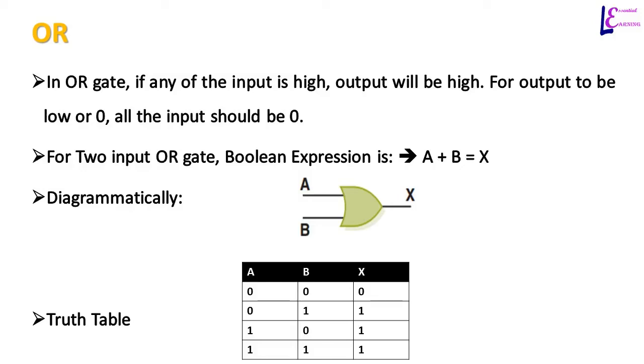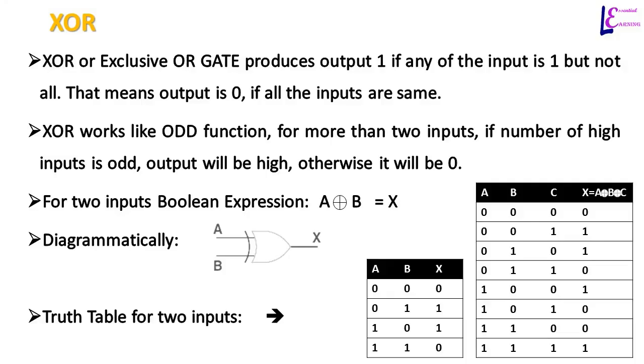Truth table is shown here as well. You can see the output X for input A and B. Only 0 or low output is produced when all the inputs are low or 0. Otherwise output will be 1. Exclusive OR gate produces output 1 if any of the two inputs is 1 but not both. That means output will be 0 if two inputs are high.